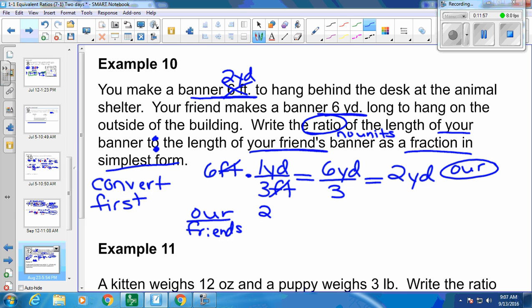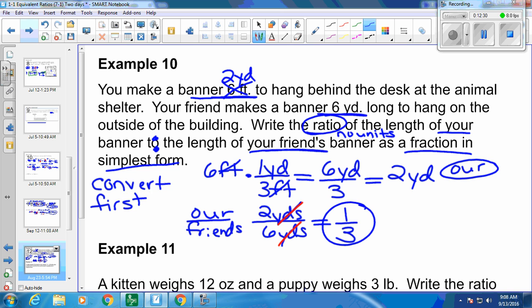Our banner is now 2 yards. Our friend's banner is now 6 yards. I can cancel out my units, and I can reduce 2/6 to lowest terms, simplest form, all those different words, to 1/3, and that's our final answer. Got to digest that. Again, the question said it wanted it to be a ratio, which is telling me that I don't want any units in my final answer.